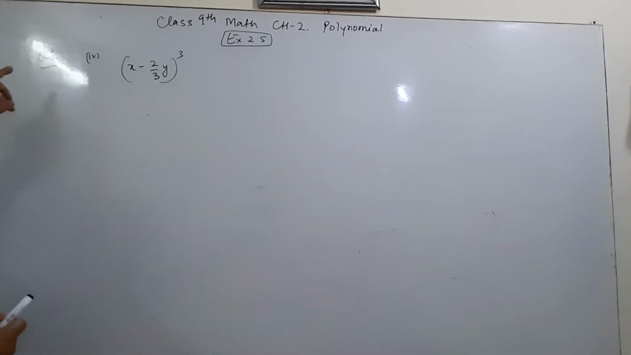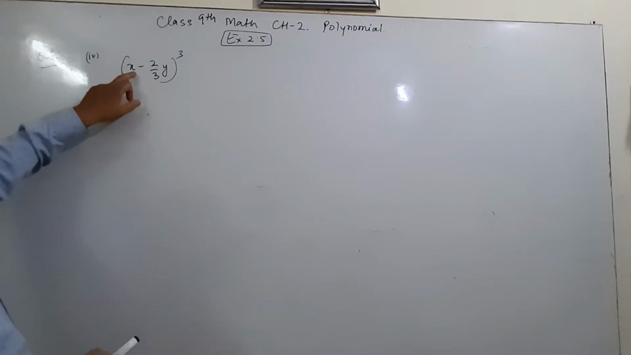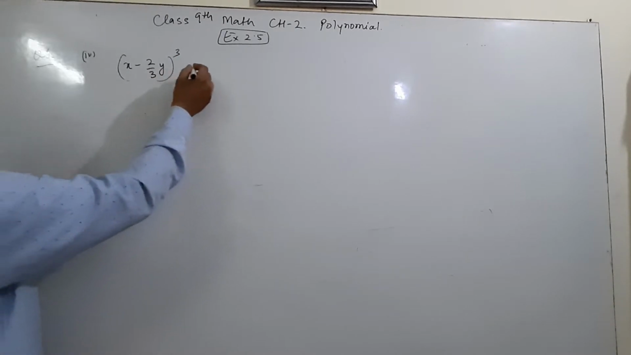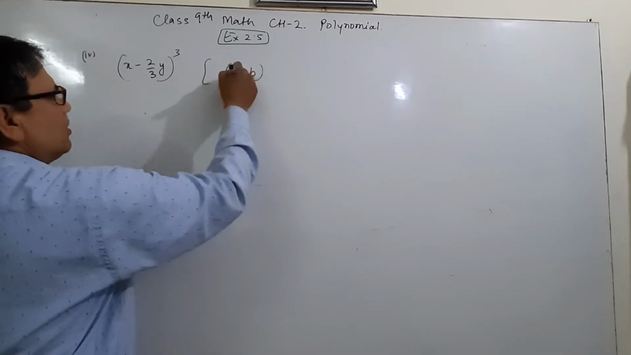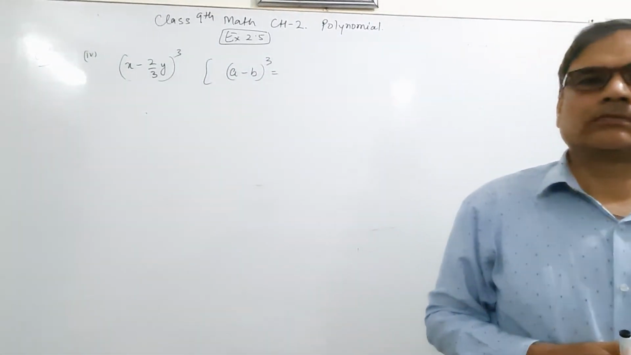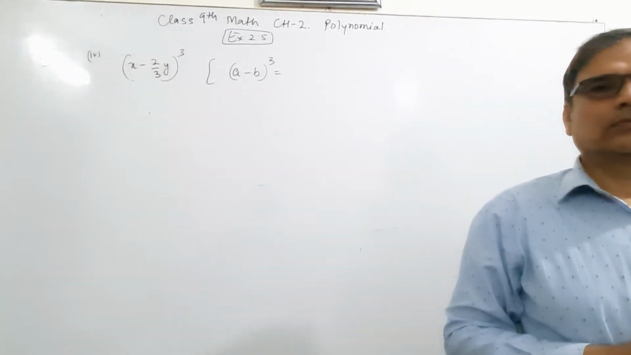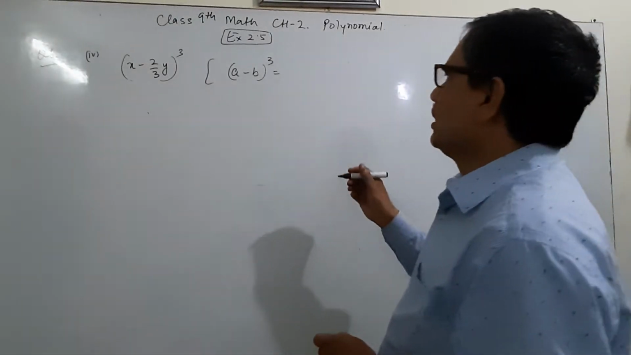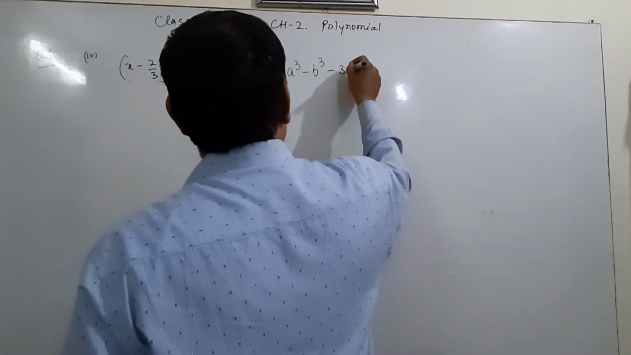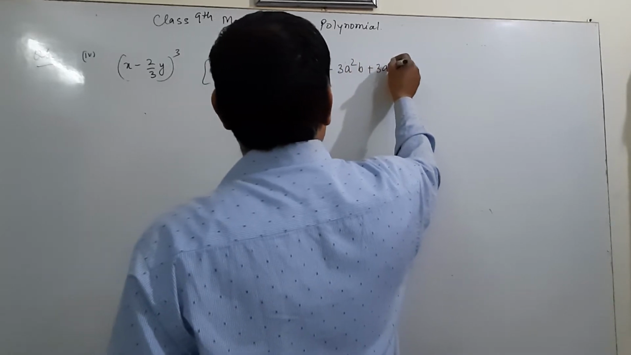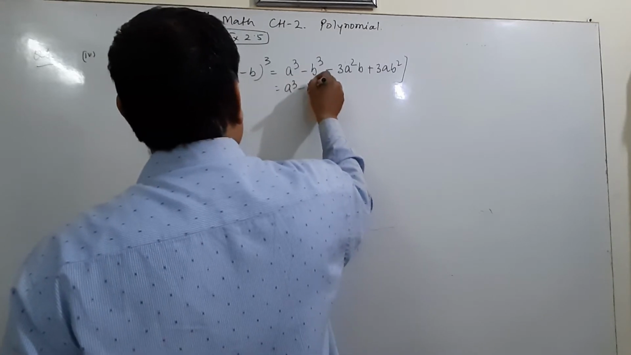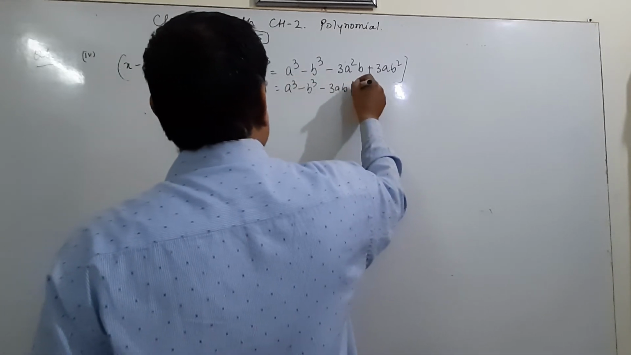And now question number 6, fourth part. X minus 2 by 3 y whole cube. Which identity will we use? That will be a minus b whole cube. And now tell me the identities. Can you tell me? That will be a cube minus b cube minus 3a square b plus 3ab square. Or you know what? A cube minus b cube minus 3ab times a minus b.